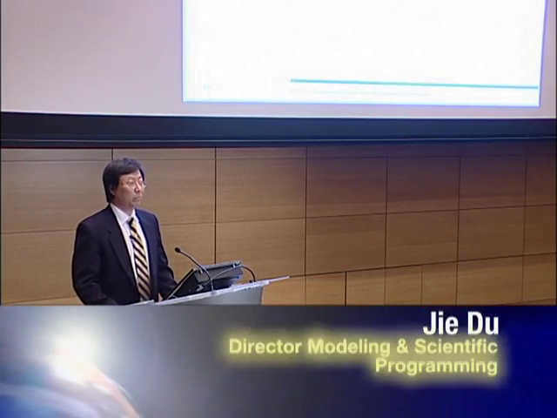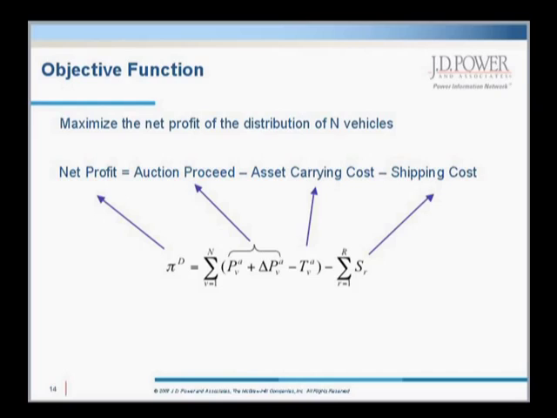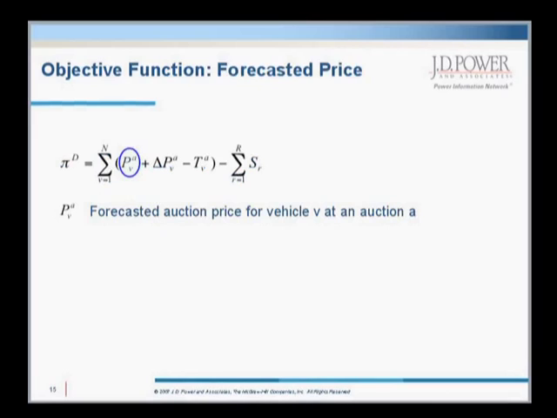I'll introduce you briefly to the PIN ODAV system, the solution we developed to answer the big challenges Pete and Stefan just talked about. In the center of this system is this objective function. We need to find a way to optimize this function to maximize the net profit by sending the right vehicles to the right place at the right time. The net profit we mean is auction proceeds minus the asset carrying cost and shipping cost. The first term of this objective function is a forecast price. In the next 3 slides, I will discuss it in more detail.